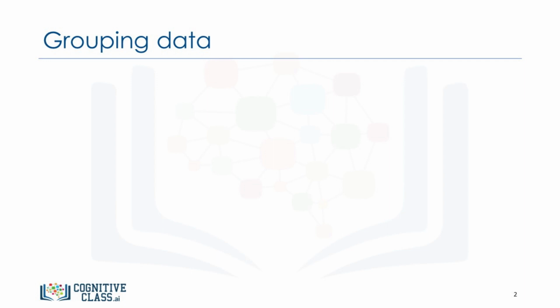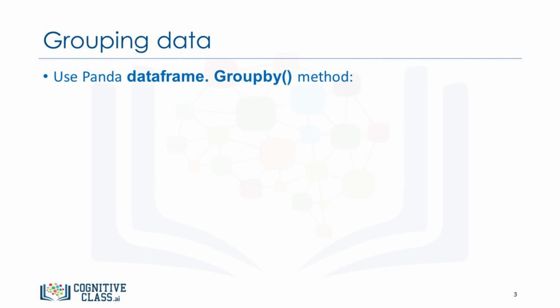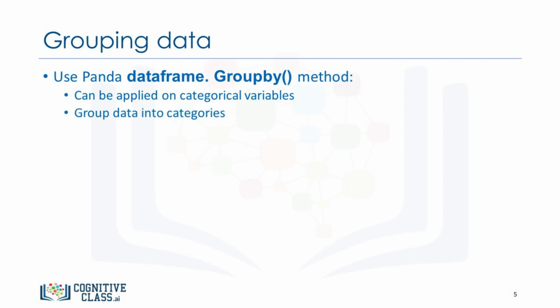It would be nice if we could group all the data by the different types of drive wheels and compare the results of these different drive wheels against each other. In Pandas, this can be done using the GroupBy method. The GroupBy method is used on categorical variables. It groups the data into subsets according to the different categories of that variable. You can group by a single variable, or you can group by multiple variables by passing in multiple variable names.